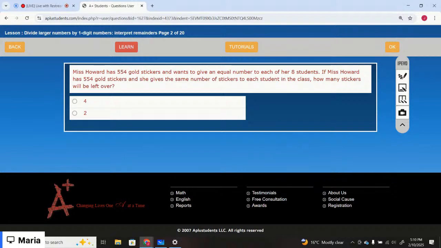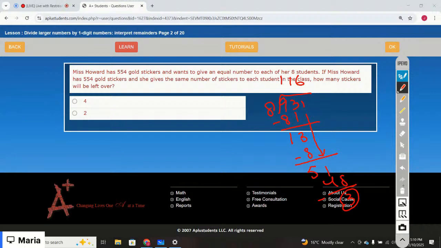Miss Howard has 554 gold stickers and wants to give an equal number to each of her 8 students. If she gives the same number of stickers to each student in the class, how many stickers will be left over? 554 divided by 8.